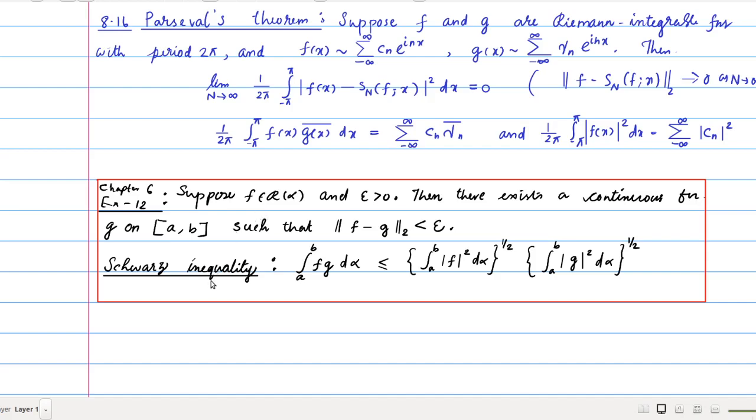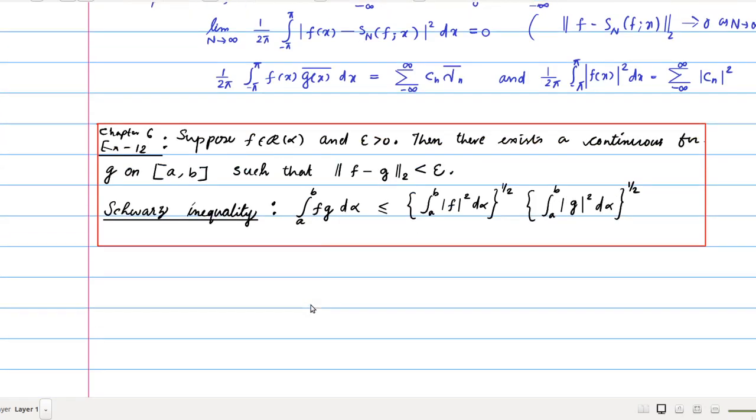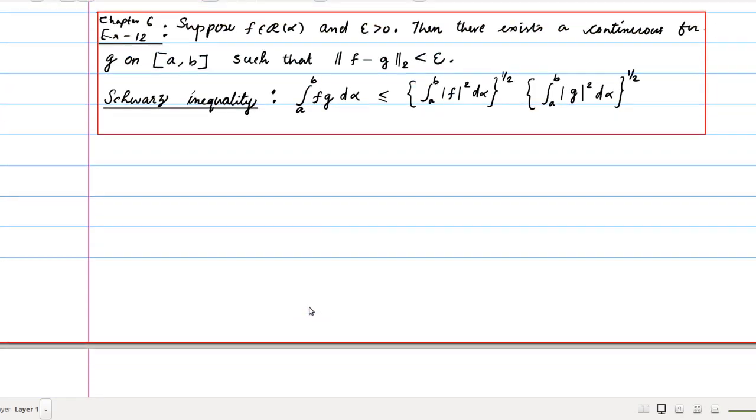And the second result is the Schwarz inequality. You might have studied this in your functional analysis class. The absolute value of the integral from a to b of f g dα is less than or equal to the integral from a to b of |f|² dα, whole raised to 1 by 2, times the integral from a to b of |g|² dα, whole raised to 1 by 2. So these are the references. Using these references, you can prove Parseval's theorem.